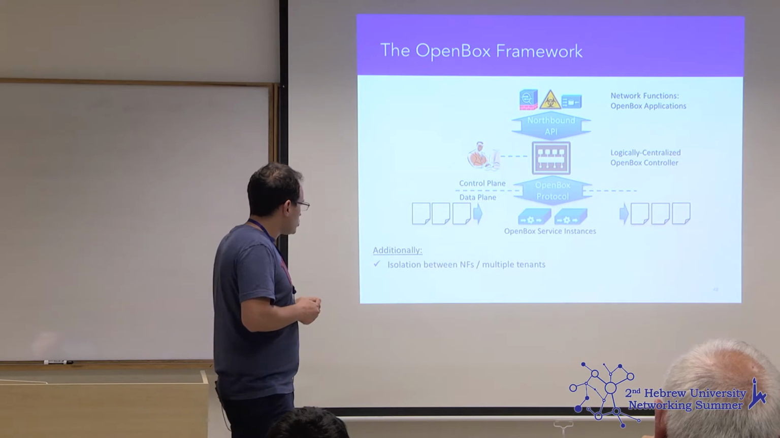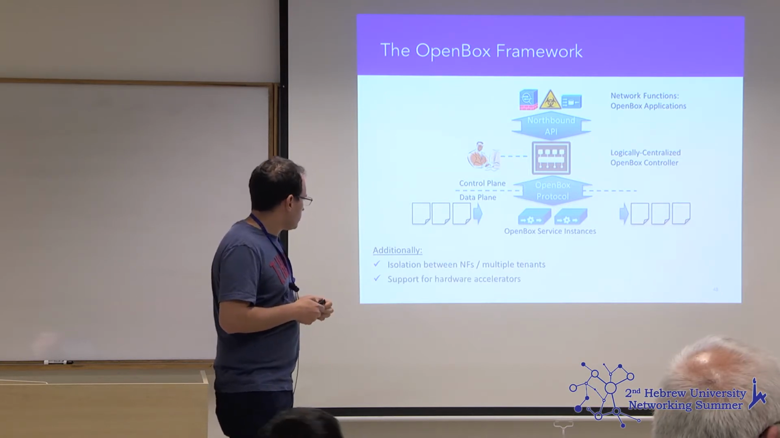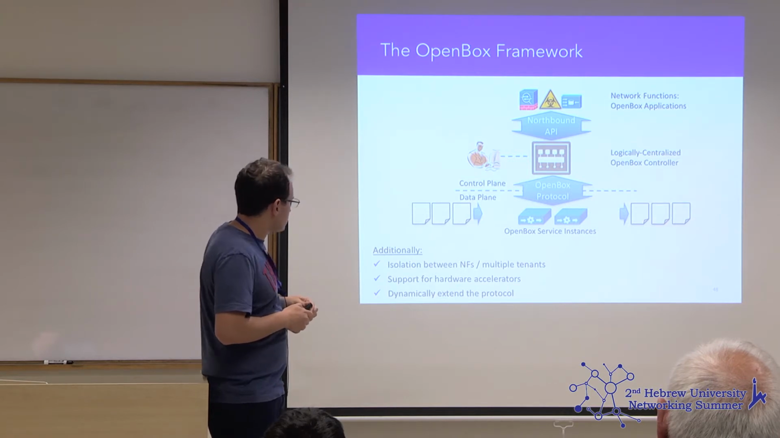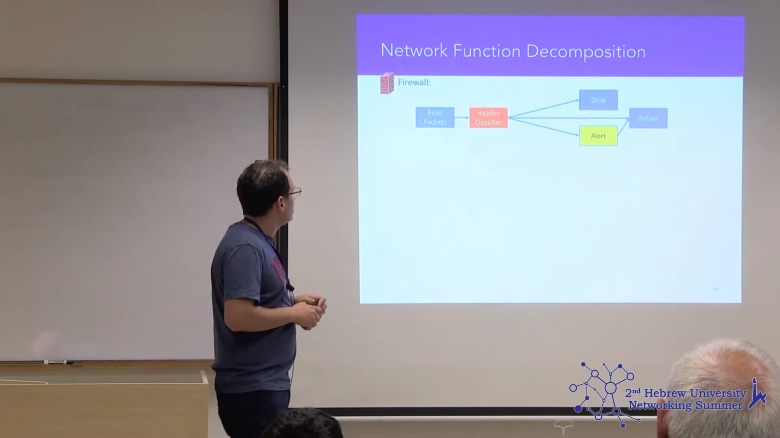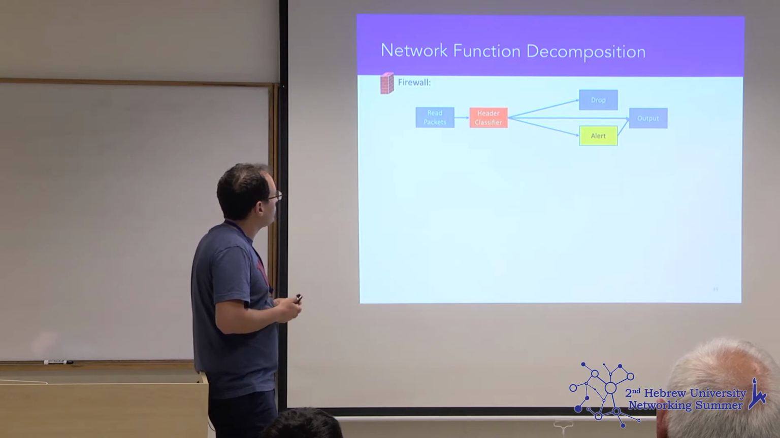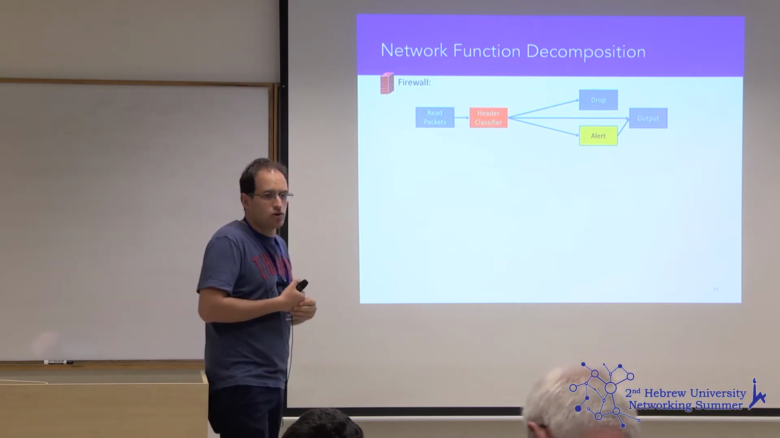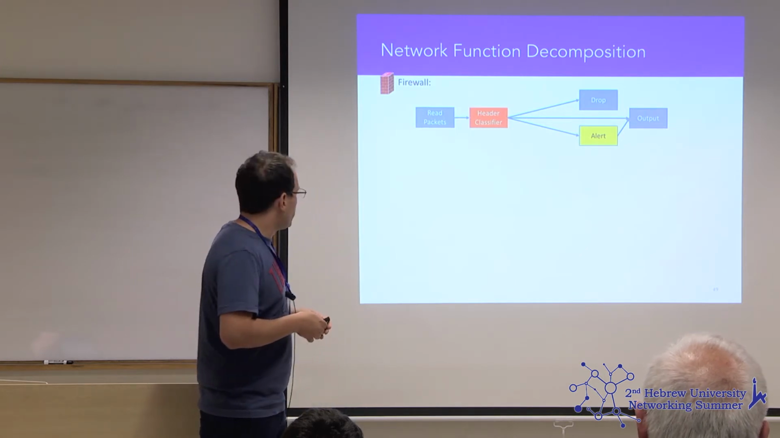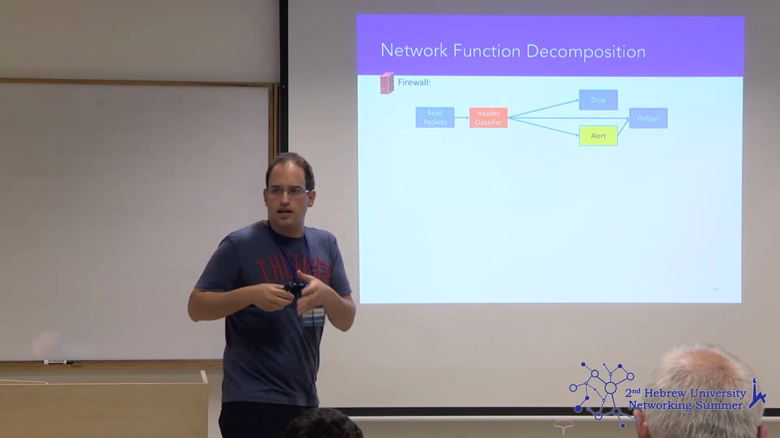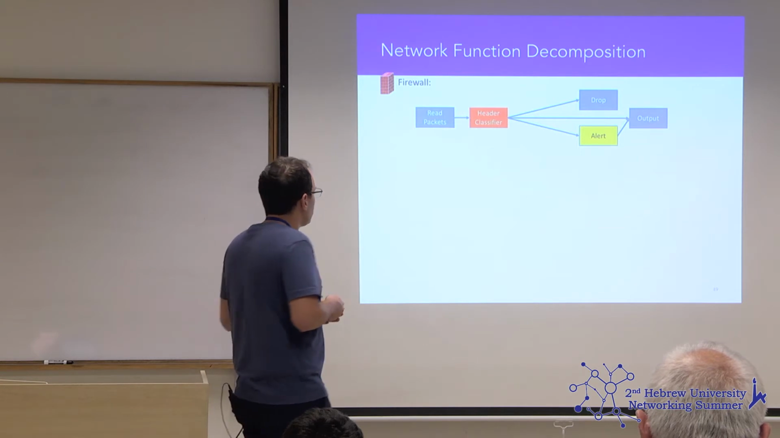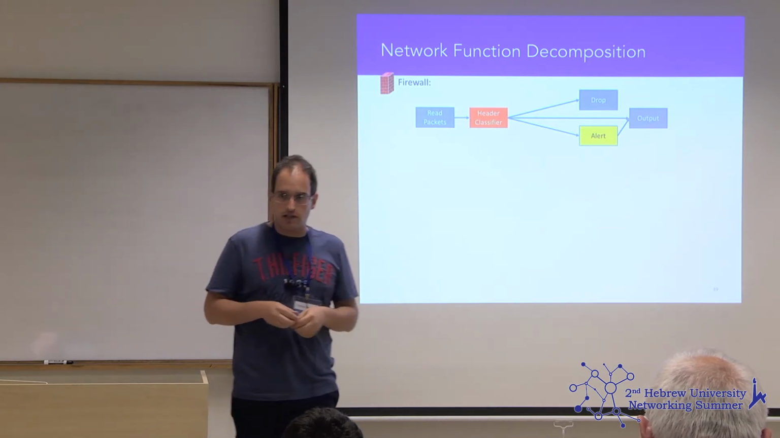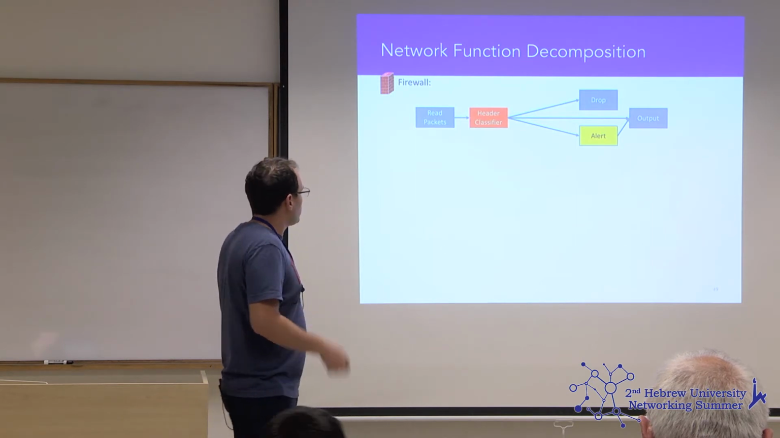Additionally, we get isolation between the tenants, if we have multiple tenants. We have support for hardware accelerators, and you can dynamically extend the protocol. So the idea here is also called in literature network function decomposition. We have a network function, but let's look inside. Inside, we can describe a network function as a graph, usually a directed acyclic graph of operations.